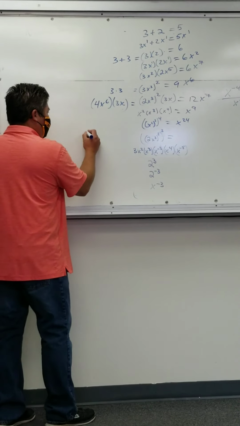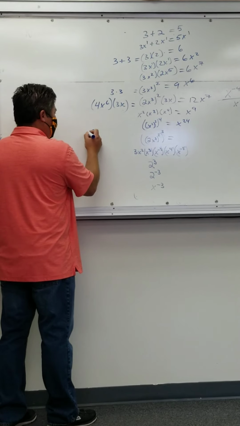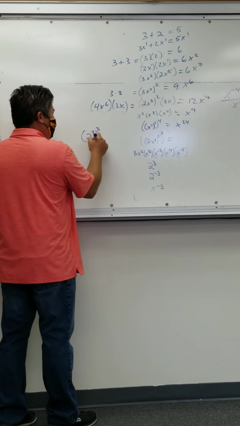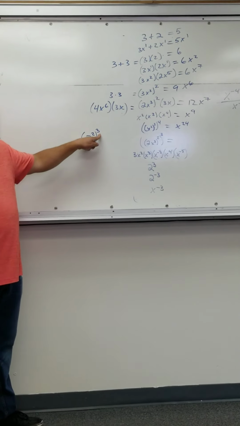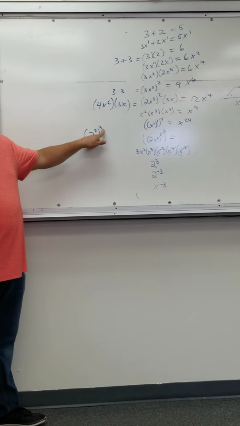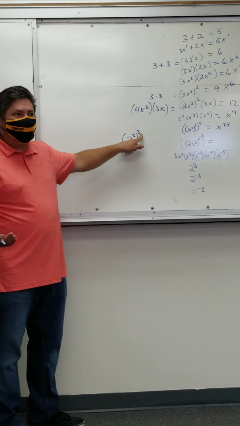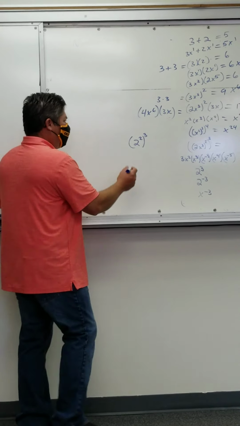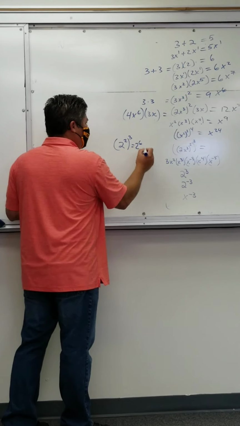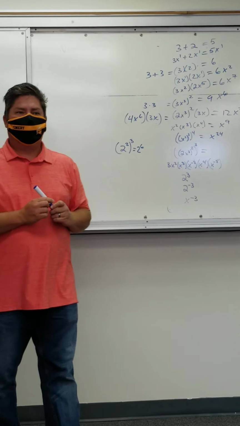So think about this, I've got 2 to the second raised to the third. What should I do with those 2 exponents? Exponent raised to exponent, what should I do? Times them. It's either add or times, right? And I've got to times them. So what does this give me? 2 to the 6th.